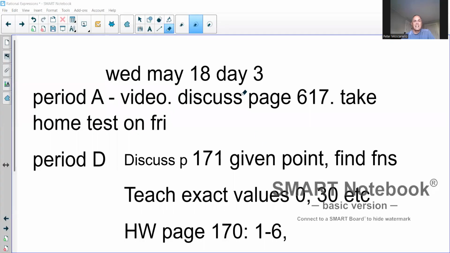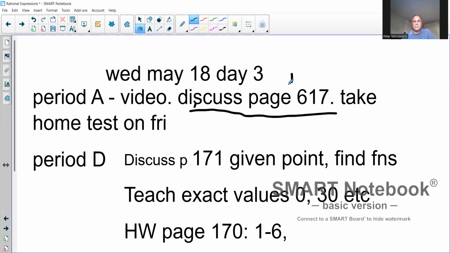So for period A, I know you think you're my favorites. Don't tell period D. For period A, this is Wednesday, May 18th. We're going to discuss page 617 in the textbook. You remember the textbook. And then we'll have a test on Friday. Well, I don't know about a take home. Maybe. Here's how it works.